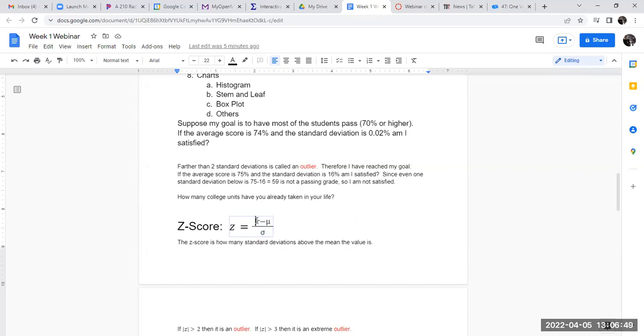X is the value that you're looking at. So in this case, my daughter's value was 2,000. Got it? Any questions on that so far?